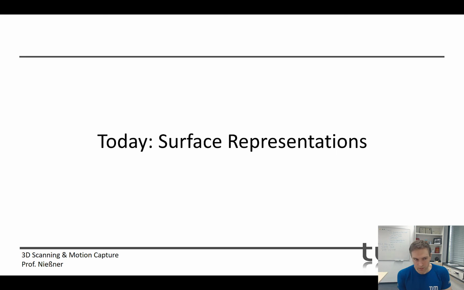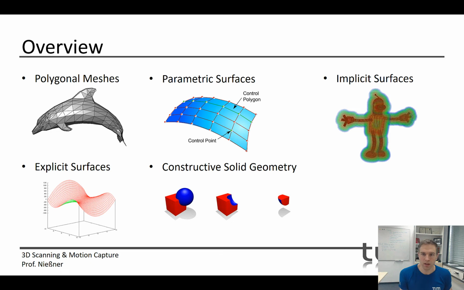So if we go quickly back to the overview we already gave you in the last lecture, we know we have polygonal meshes, parametric surfaces, and implicit surfaces. We also have explicit surfaces and constructive solid geometry. These two things at the bottom, we haven't talked too much about. They might not be the prime representation for surface reconstruction, but we decided to still add them to the lecture because we wanted to see the contrast to the other representations.